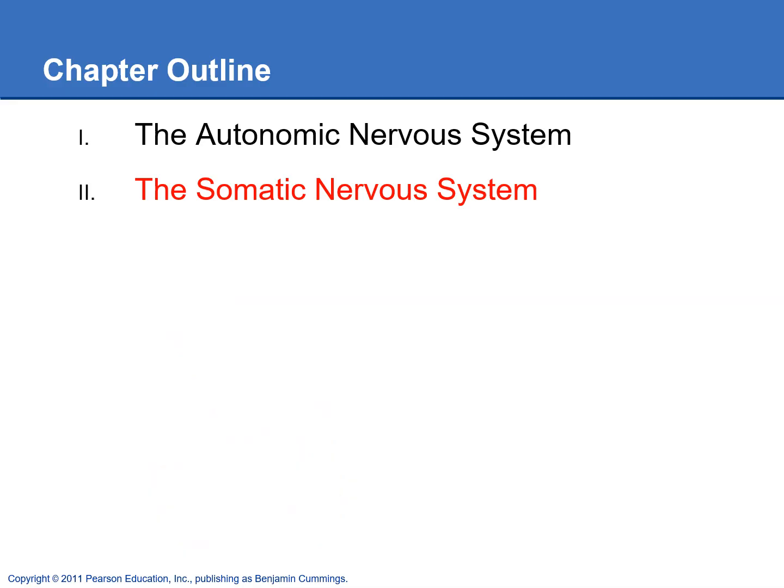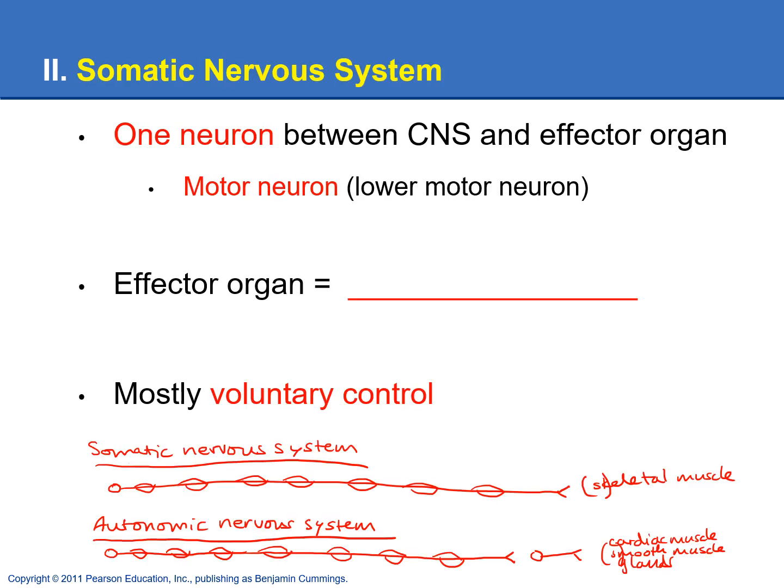We're going to switch over and look at the somatic nervous system in this lecture. In the somatic nervous system, there's just one neuron between the central nervous system and the effector organ, and we call that motor neuron the lower motor neuron. The effector organ that the lower motor neuron is going to innervate is skeletal muscle.